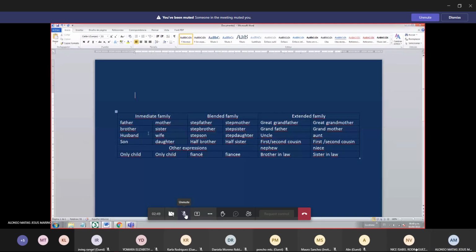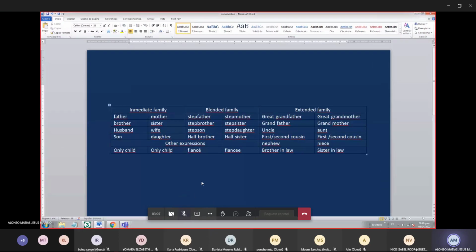Okay. The father, the brother, the husband, the son, and the only child are masculine expressions, okay, within the immediate family. Then we have the mother, the sister, the wife, the daughter, and the only child that are the feminine members, okay? These expressions are feminine: mother, sister, wife, daughter, only child. These are the immediate family.